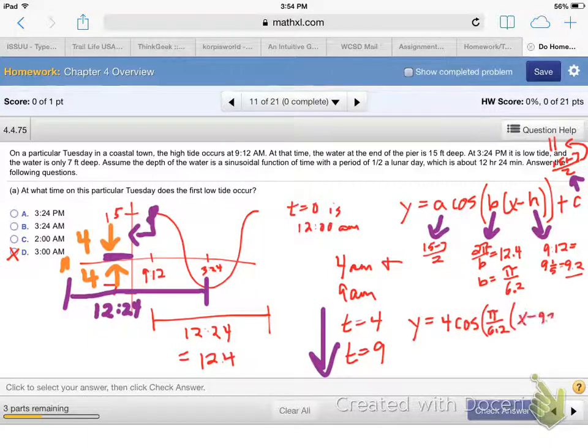So here they all are. If I put them all back in place, 4 cosine of pi over 6.2, times x minus 9.2, and then add 11. We're supposed to find out at various times of day what the actual height of the water is. So let's say at 4 a.m., you put 4 in for t or x; I probably used the wrong variable a couple times. If you want 9 a.m., it'd be 9 going in for x. If you wanted 9 p.m., it'd be 21 because it's 12 plus 9. So you have to make sure you put in the appropriate time to answer that question. I think the rest falls into place. Let me know if you have other questions.